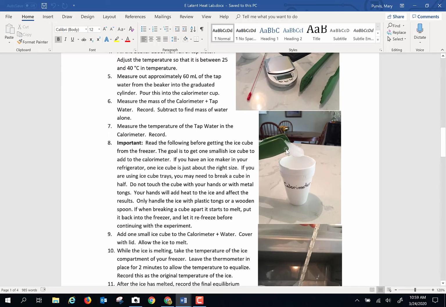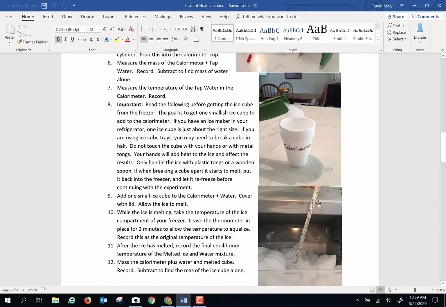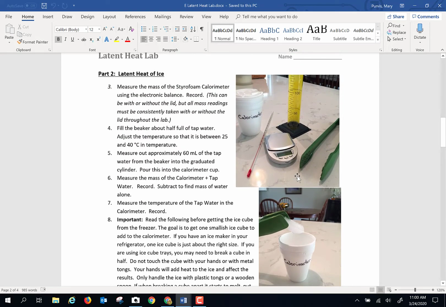Now, the size of the ice cube is a big deal. You do not want a tiny little shard of ice. You also do not want a big honkin' ice cube. I have an ice maker, and if you have an ice maker, one standard ice maker ice cube is kind of perfect. If you have a standard ice cube tray, make half-size cubes and you're going to be in good shape. So if you don't have ice in your home right now, start making smallish ice cubes, not tiny, but like half-size ice cubes, and you'll be perfect.